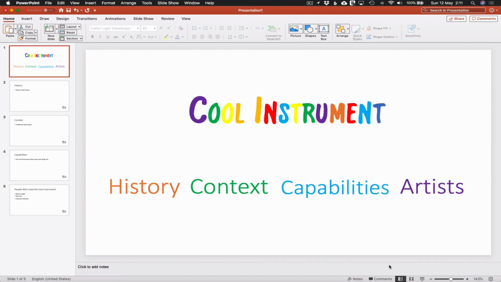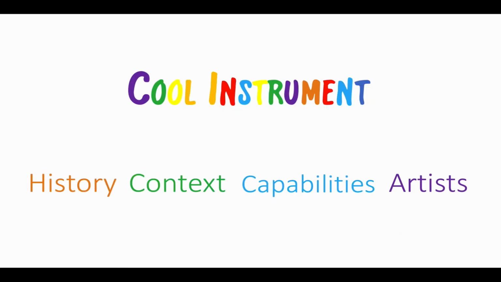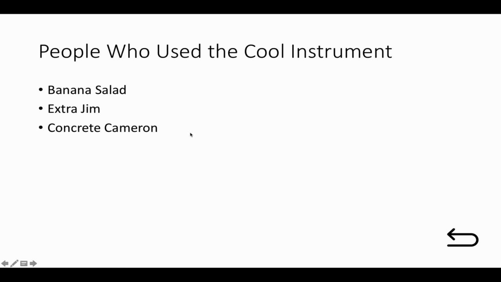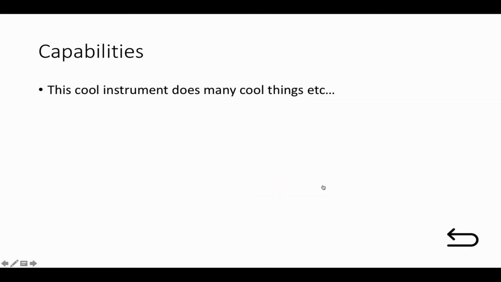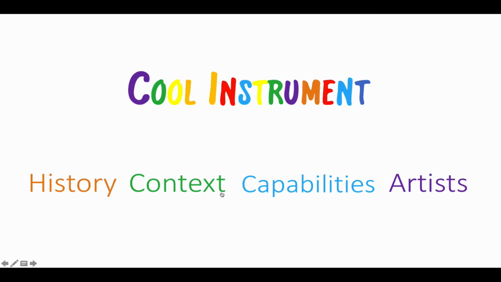So I'm going to go to my main menu. Let's pull up the slide. Let's go to artists. Nice. People use this cool instrument. Banana Salad, Extra Jim, and Concrete Cameron, all very prominent artists. And I'm going to click back. Hey, and I'm back here. Capabilities. Oh, nice. Good. Context. Oh, very informative. Excellent. Cool.